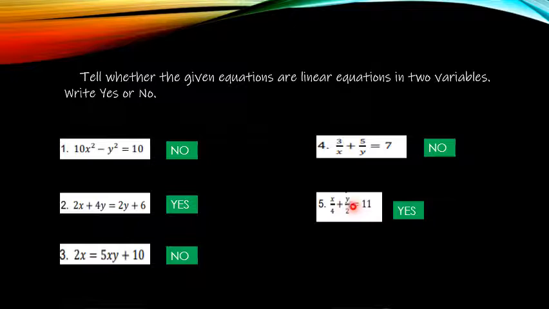What is the difference between number 4 and 5? The denominator in number 4 is xy, so when we multiply for 7, that is 7xy. 7xy is not a linear equation because x and y are not separated. In number 5, the LCD is 4, so when we multiply 4 to 11, we have 44, and x and y are separated. That's why it's yes.